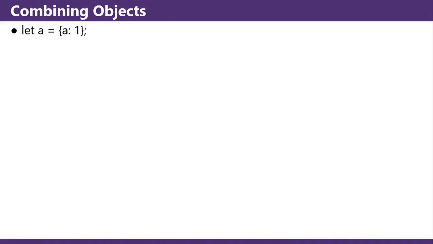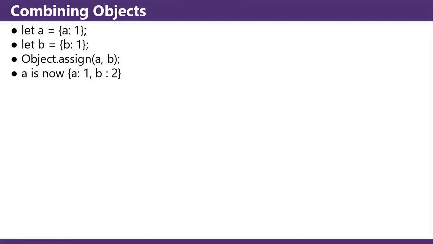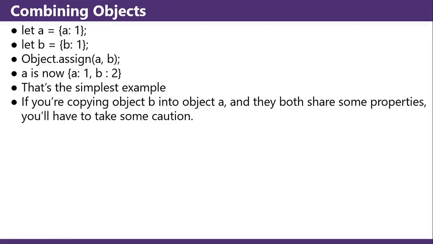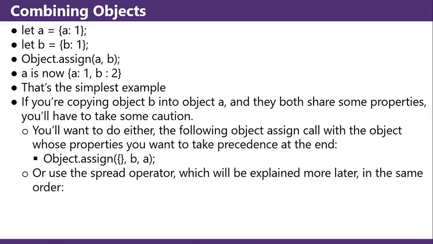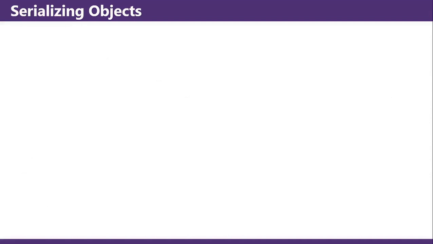Combining objects. Let A = {A: 1}. Let B = {B: 2}. Object.assign(A, B). A is now {A: 1, B: 2}. That's the simplest example. If you're copying object B into object A and they both share some properties, you'll have to take some caution. You'll want to do either the following Object.assign call with the object whose properties you want to take precedence at the end, Object.assign({}, B, A), or use the spread operator, which will be explained more later, in the same order: A = {...B, ...A}.